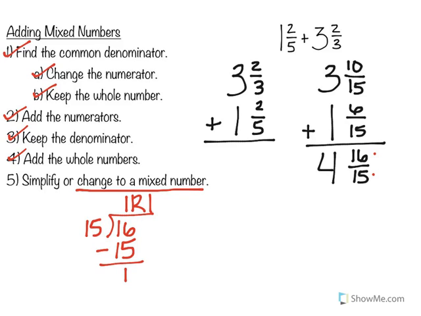So I have got 1 and 1/15 remaining. I add this to my existing whole number, and I get an answer of 5 and 1/15.